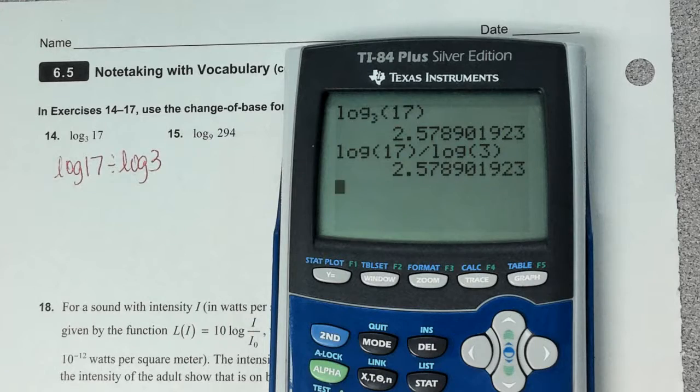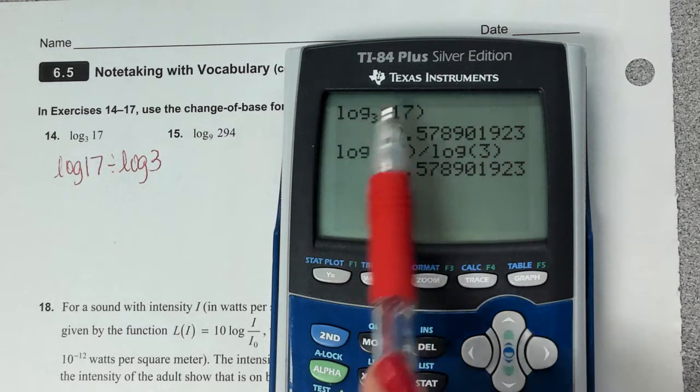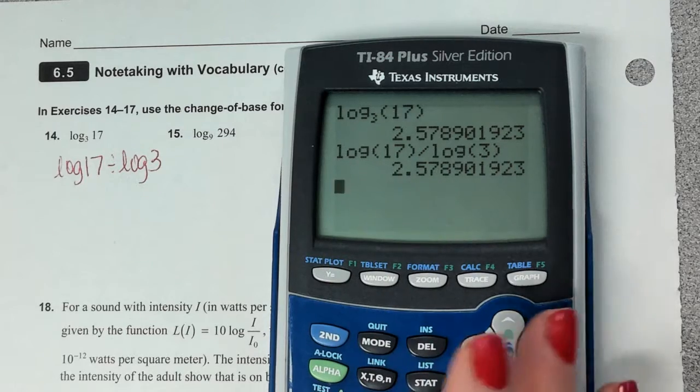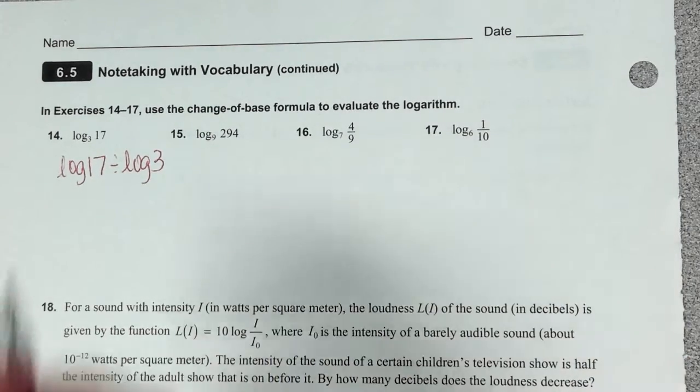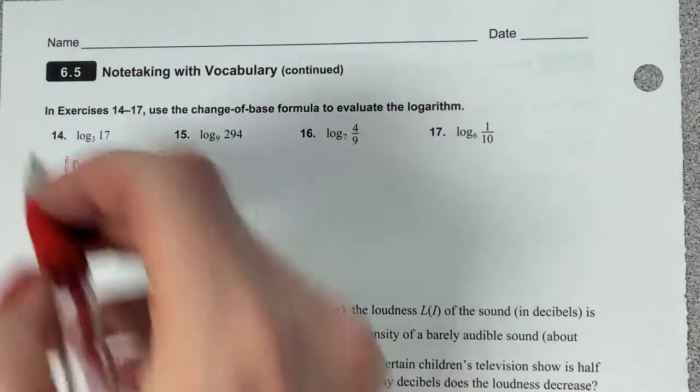And then again, just showing you that was equivalent to the other way we did it. Notice how they're exactly the same. So even if you have a calculator that does not have this capability on it, you can still do this and you'll get the exact same answer. So we'll round that to the nearest hundredth, 2.58.